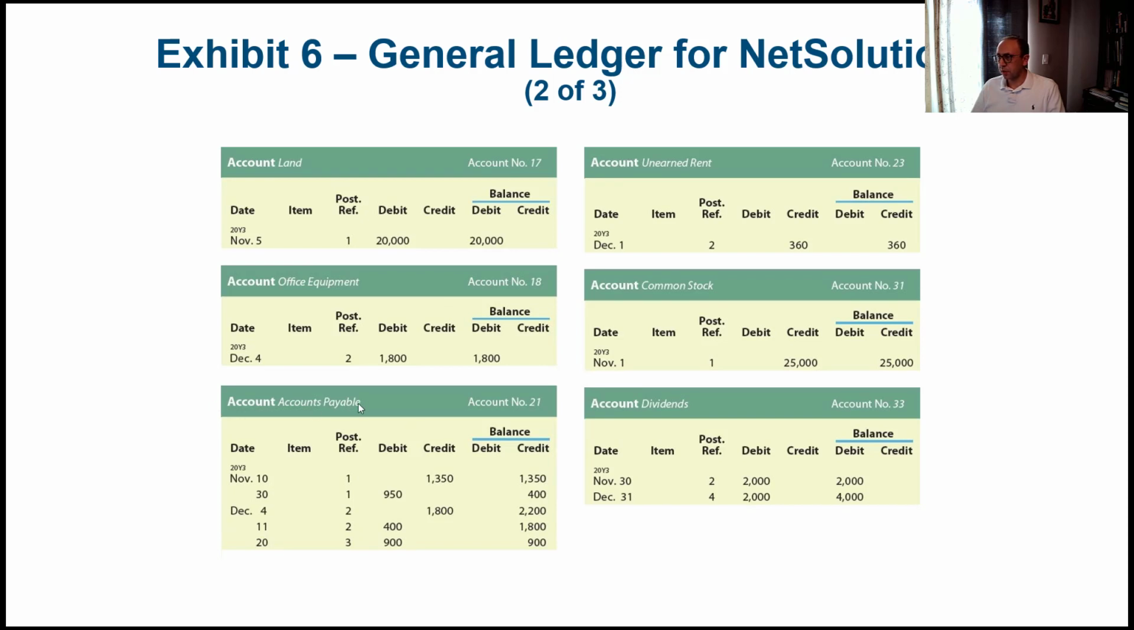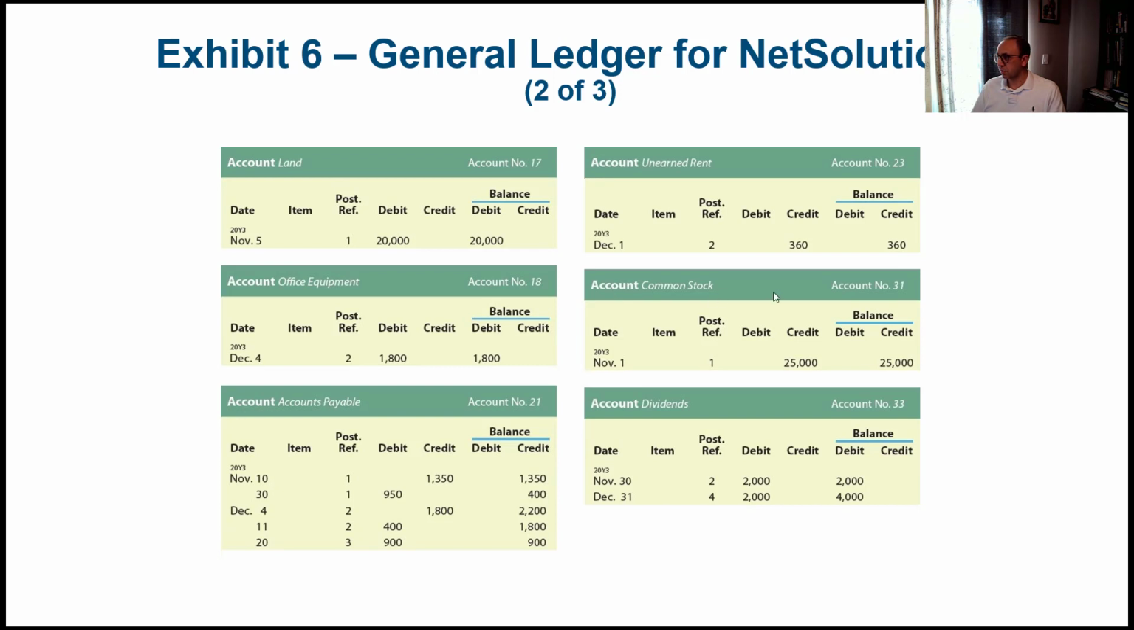Then we had accounts payable, which is a liability account. It started with the number 2 here, 21, and then we have unearned rent. That's another liability account, 23. And these are the two liabilities that the business had. And you can see that their ending balances were on the credit side, because liabilities increase on the credit side. Their nature, or their normal balance, is on the credit side.